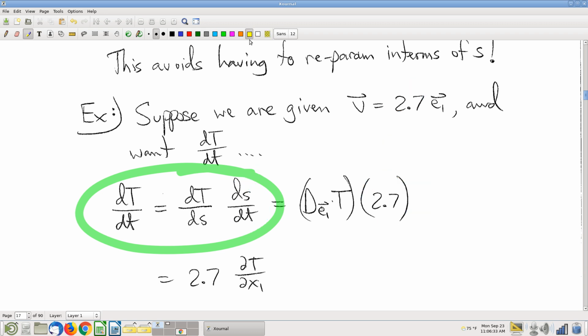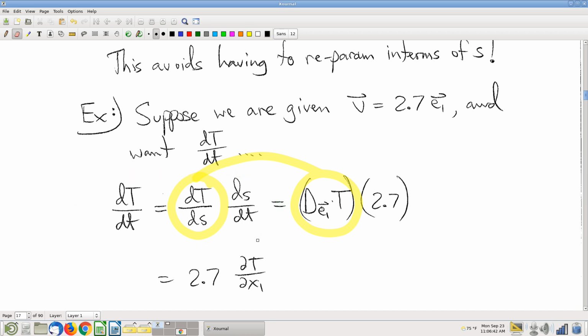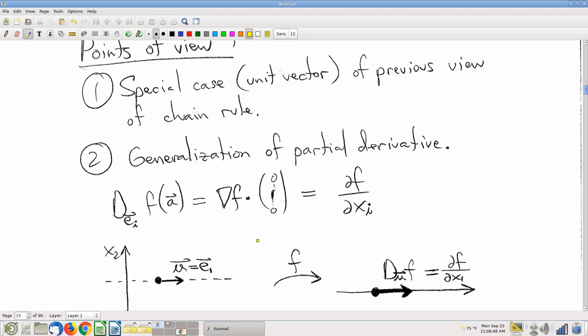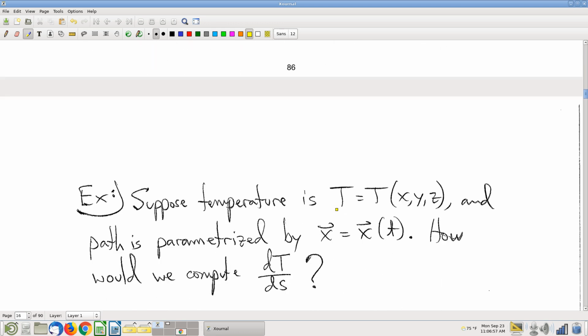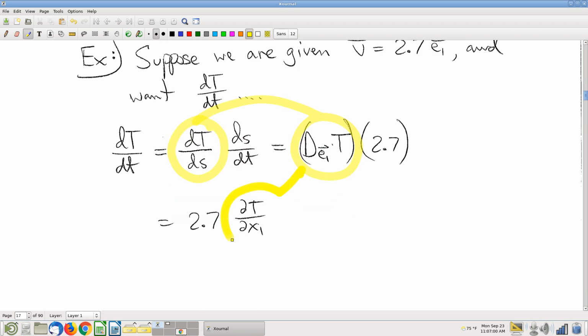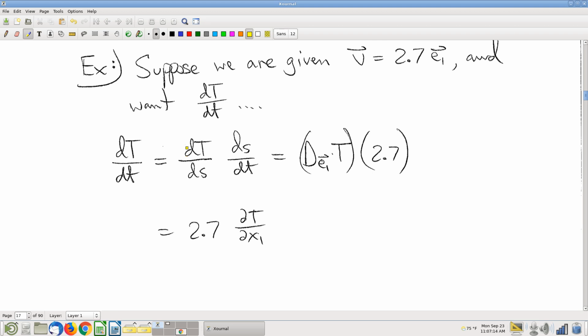But then capitalizing on the fact that dT/ds is a directional derivative. But furthermore, it's a directional derivative in the direction of a standard basis vector. It's a partial derivative. And so, again, depending on your perspective as to whether this is worth it, we already know that partial derivatives are really easy to compute. World's easiest derivatives to compute. Okay. So another way to compute dT/dt. Let me pause on that as well.